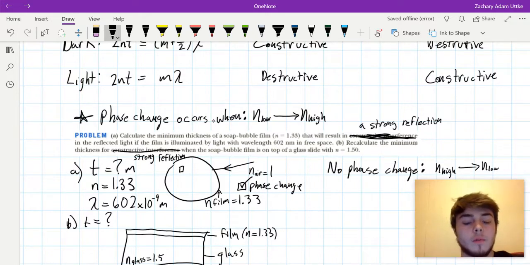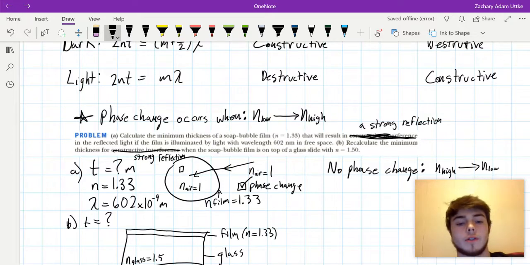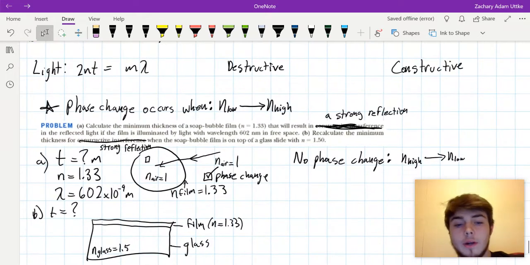And then how about when we go from the film back into air inside the bubble? In that case, we're going from high, 1.33, back into air, low. So there's no phase change. So in this scenario, there is one phase change.